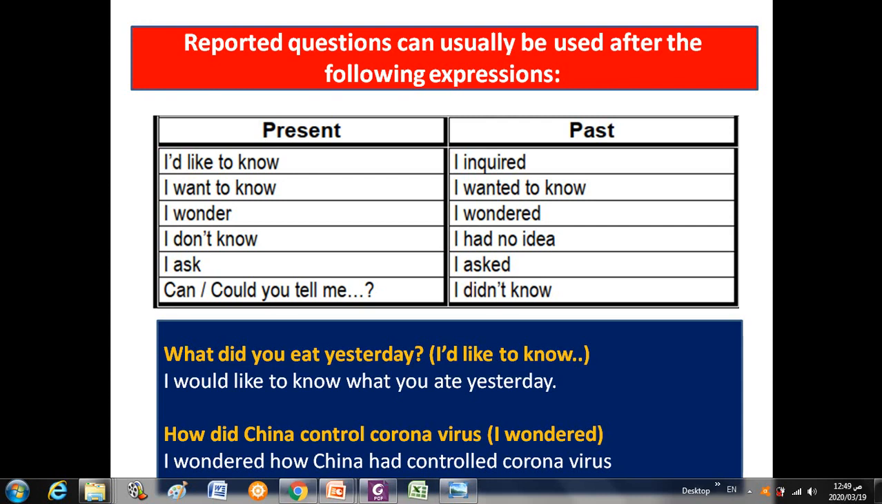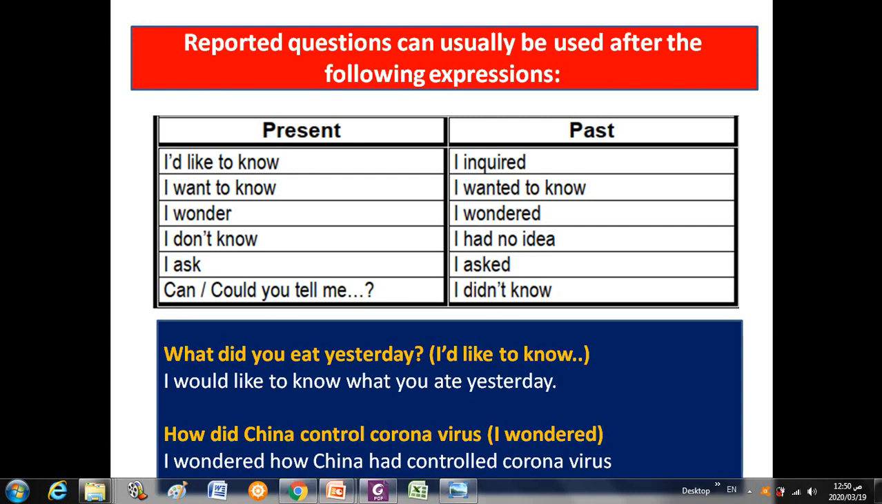When do you change ate into had eaten? When you begin with asked, for instance, or wondered, or wanted to know. Then you change eat into had eaten. But here you begin with I'd like to know, and this is not a past expression. So ate remains. It was past simple, and ate is also past simple, so no change in the tense, and yesterday is not changed.